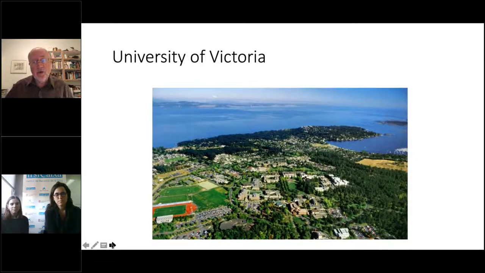I live and work here at the University of Victoria, and you can see that little point just in the bay there. Where I'm speaking from now is in a condo, an apartment down near the water.